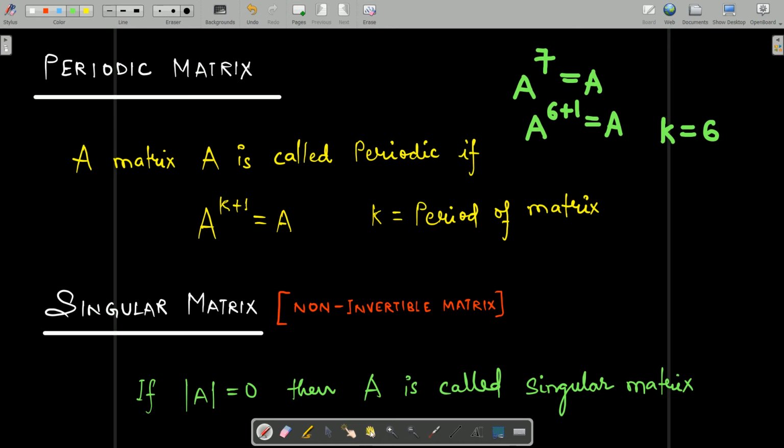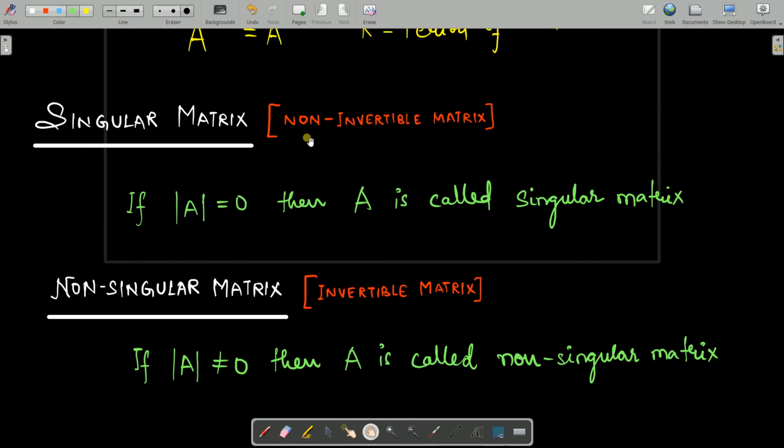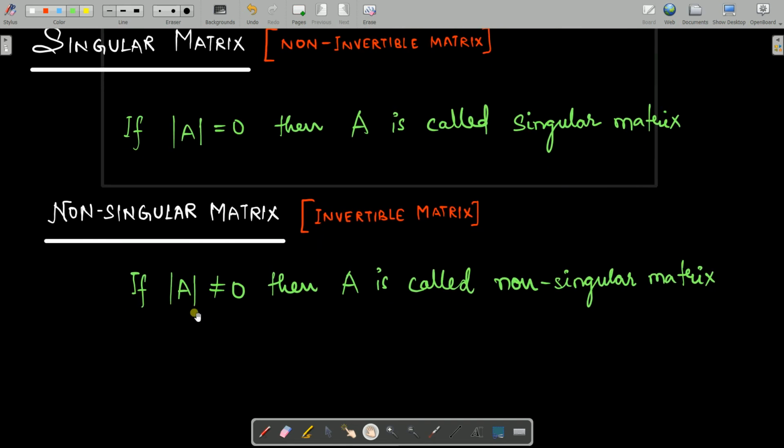Okay. So another type of matrix we have is a singular matrix, also known as a non-invertible matrix. What does it mean? It means that you cannot find the inverse of this matrix. What is a singular matrix? If you find the determinant and that determinant comes out to be 0, I will call that matrix a singular matrix. And just the opposite of that, if the determinant of the matrix is not equal to 0, we will call the matrix a non-singular matrix.